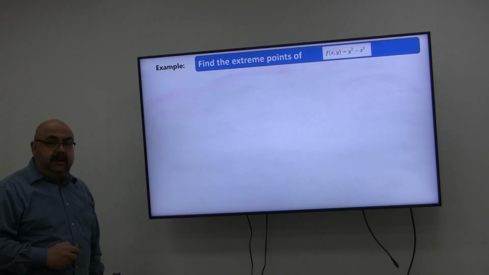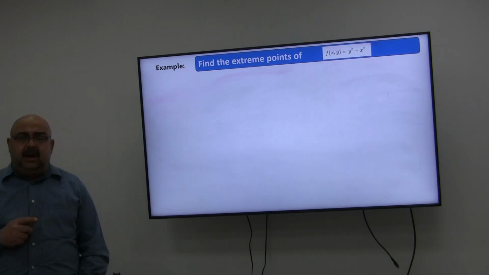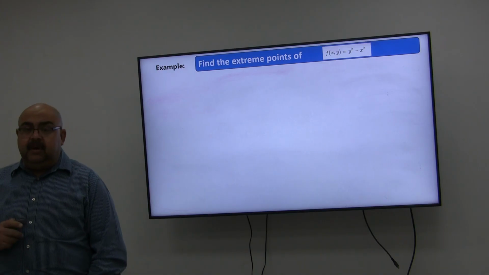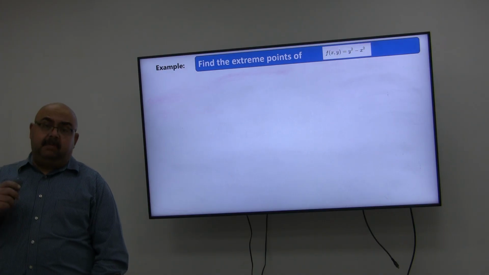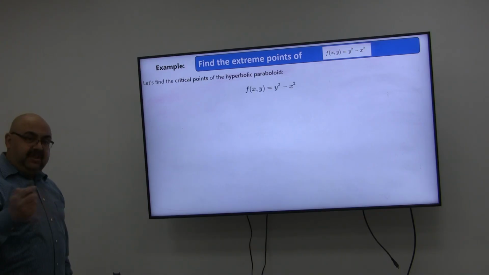Okay, once more, that's another example: y squared minus x squared. Do you remember what's the equation of this surface, which is z equal to y squared minus x squared? Anyone? Yes, you are right, it's a hyperbolic paraboloid, or the saddle horse as we usually call it.